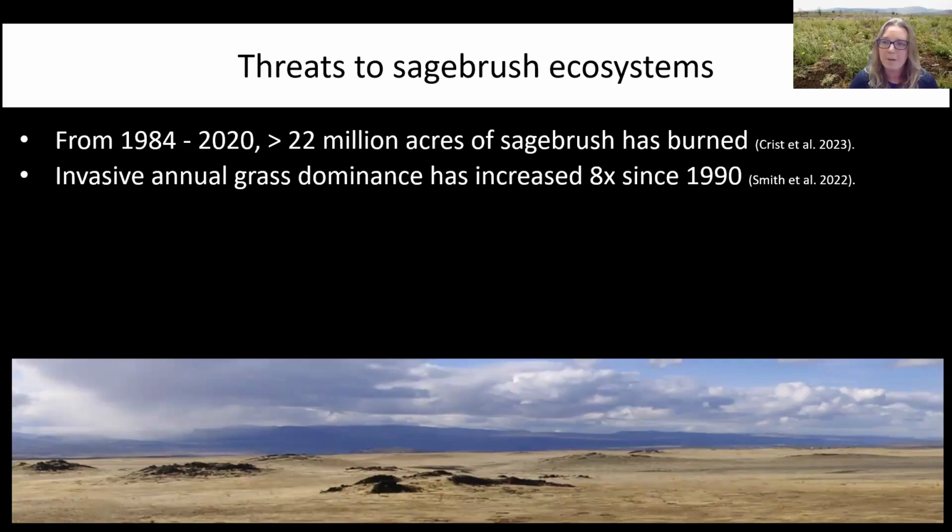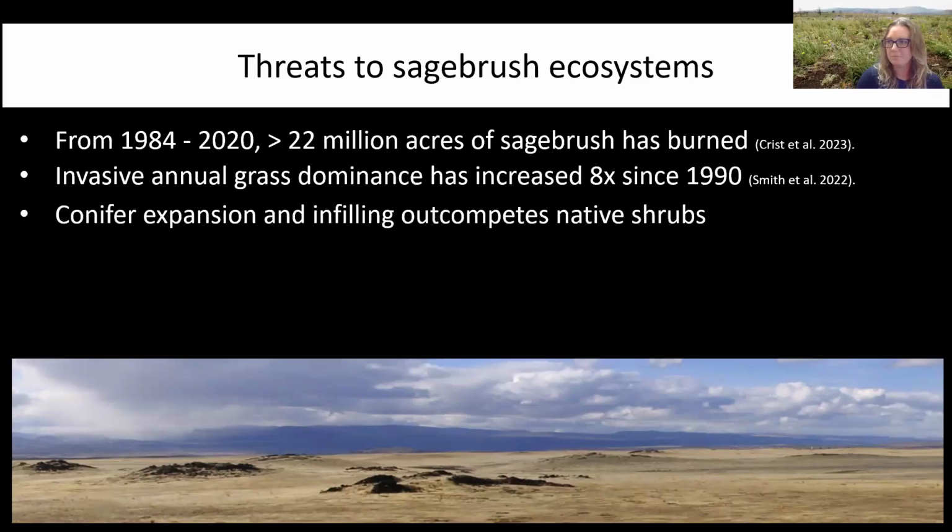And in about that same amount of time, invasive annual grass, and that's primarily cheatgrass in the areas where I work, dominance has increased by about 8-fold. So we're seeing these dual pressures of increased fire and increased invasive annual grass. And those are often creating landscapes that look something like the one that's pictured there, where it's just a sea of dry invasive annual grasses.